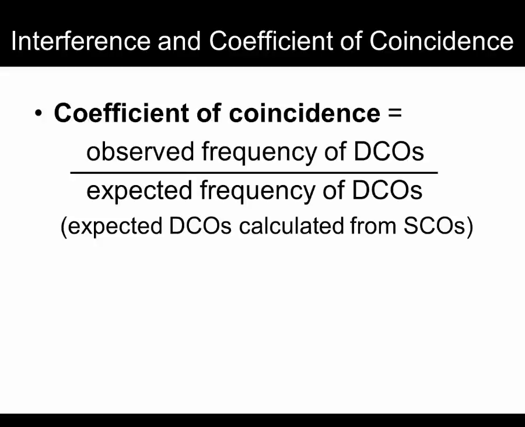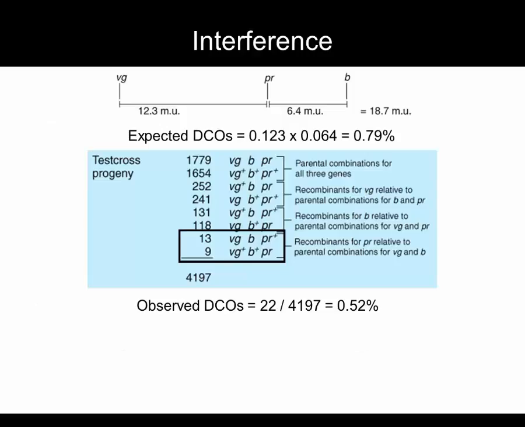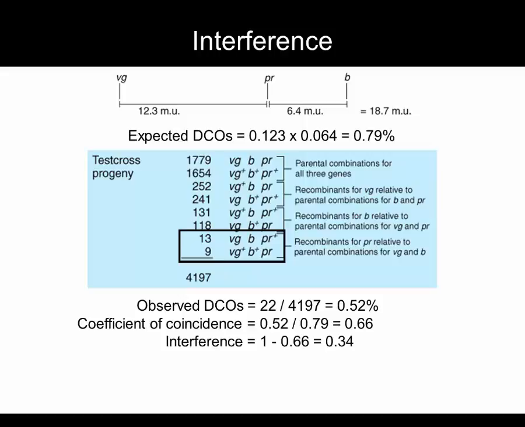You first calculate the coefficient of coincidence by dividing the observed frequency of double crossovers by the expected frequency. You can get the observed and expected values just as we did a couple slides ago. Then interference is simply 1 minus the coefficient of coincidence. So back to our example where the expected double crossover frequency was 0.79% and the observed was 0.52%. We divide observed by expected to get a coefficient of coincidence of 0.66. 1 minus 0.66 is 0.34, our interference value.